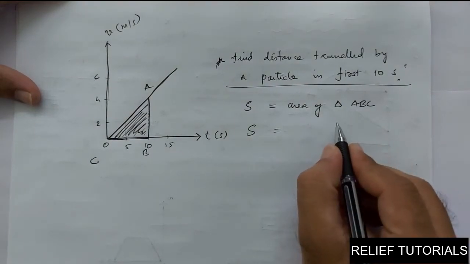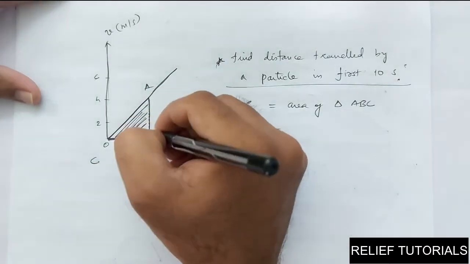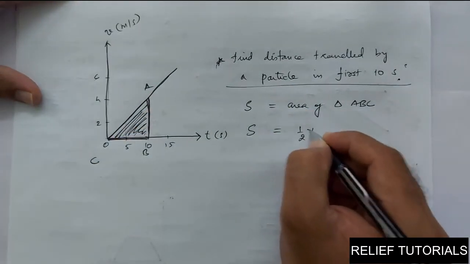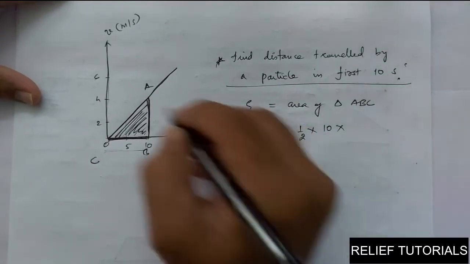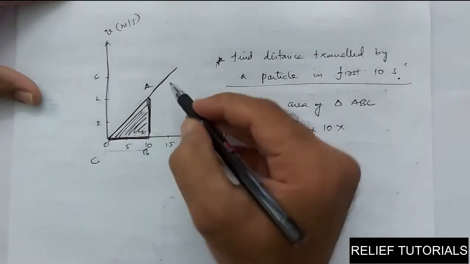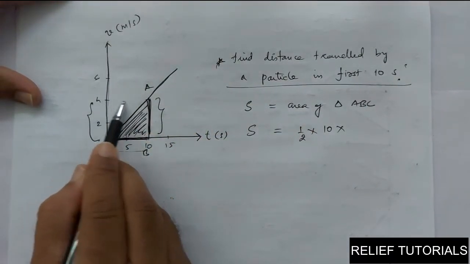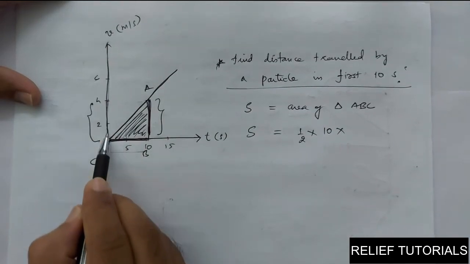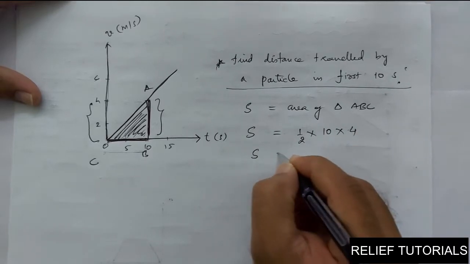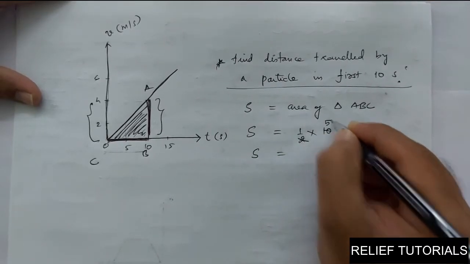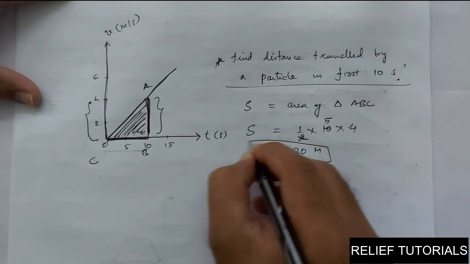We know the area of a triangle formula is half into base into height. This is the base and this is the height. So half into base, the value of this base is 10. And height means this one. Look, this point is 4, so this length is 4. So half into 10 into 4. So S is equal to 2 1s are 2, 5 4s are 20. So 20 meters distance traveled.